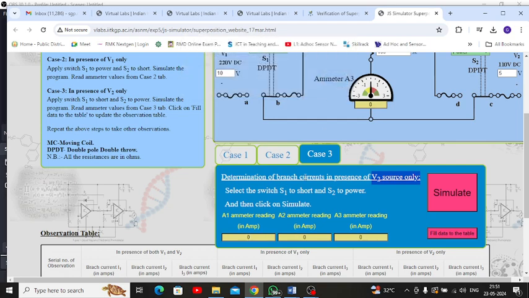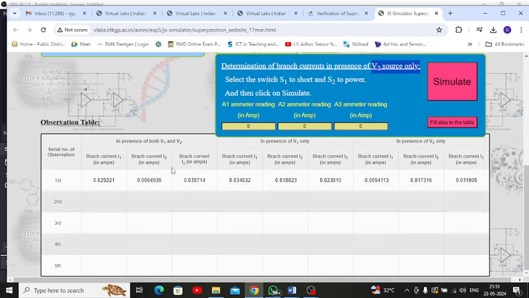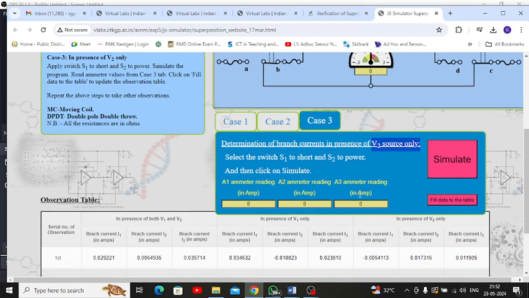Now you can see what happens if both sources are present, if only V1 is present, and if only V2 is present. The I1 current is split between I2 and I3 in all cases. The sum of the I3 current with V1 and the I3 current with V2 is equal to the I3 current with both sources. That is the superposition theorem.